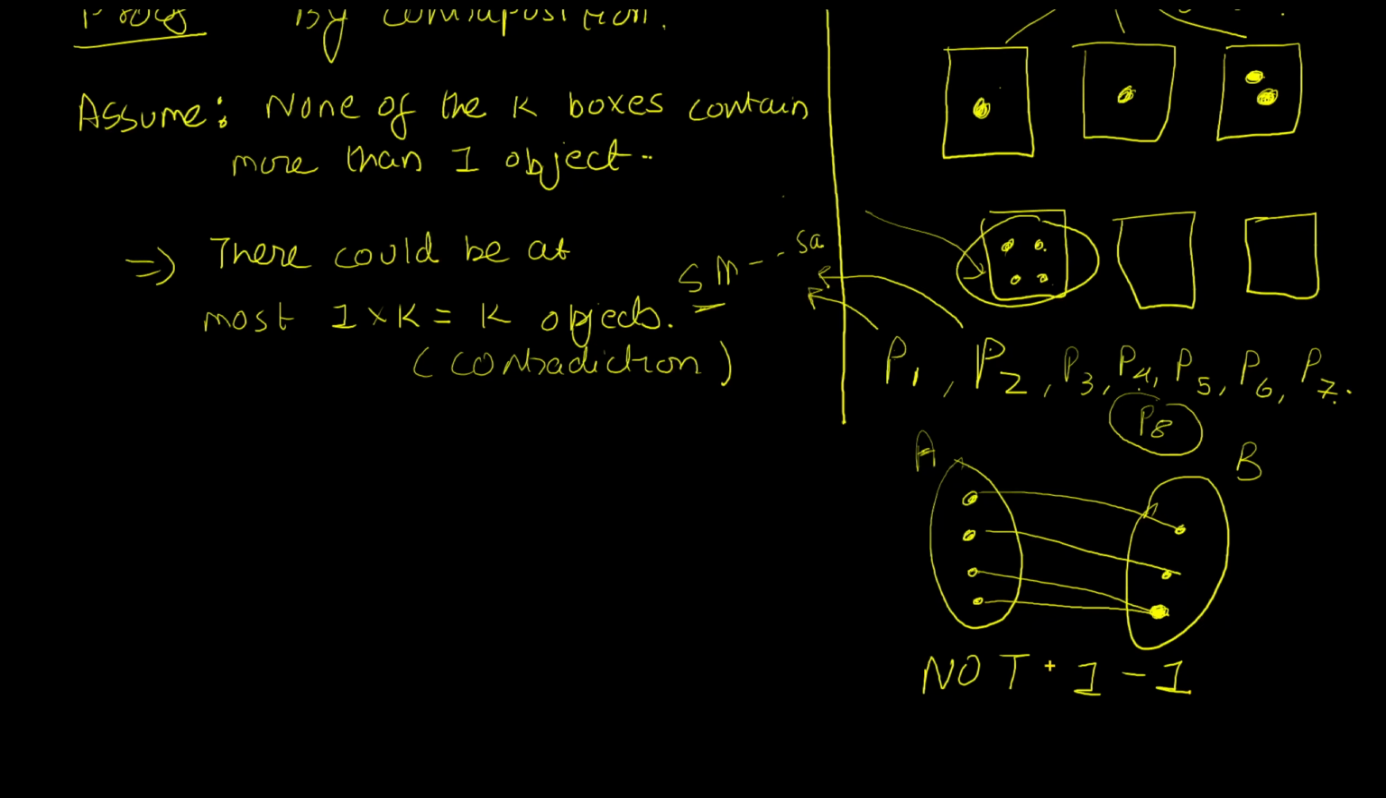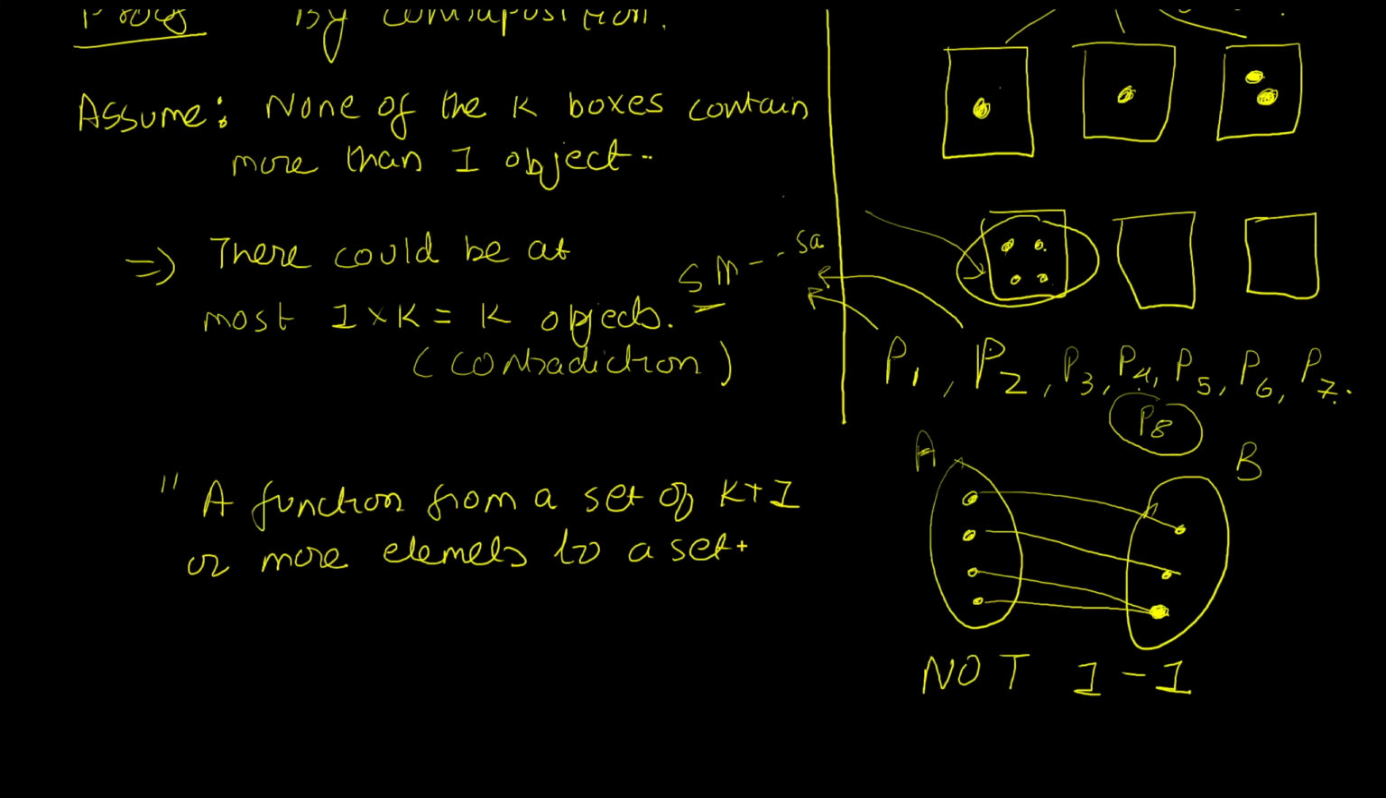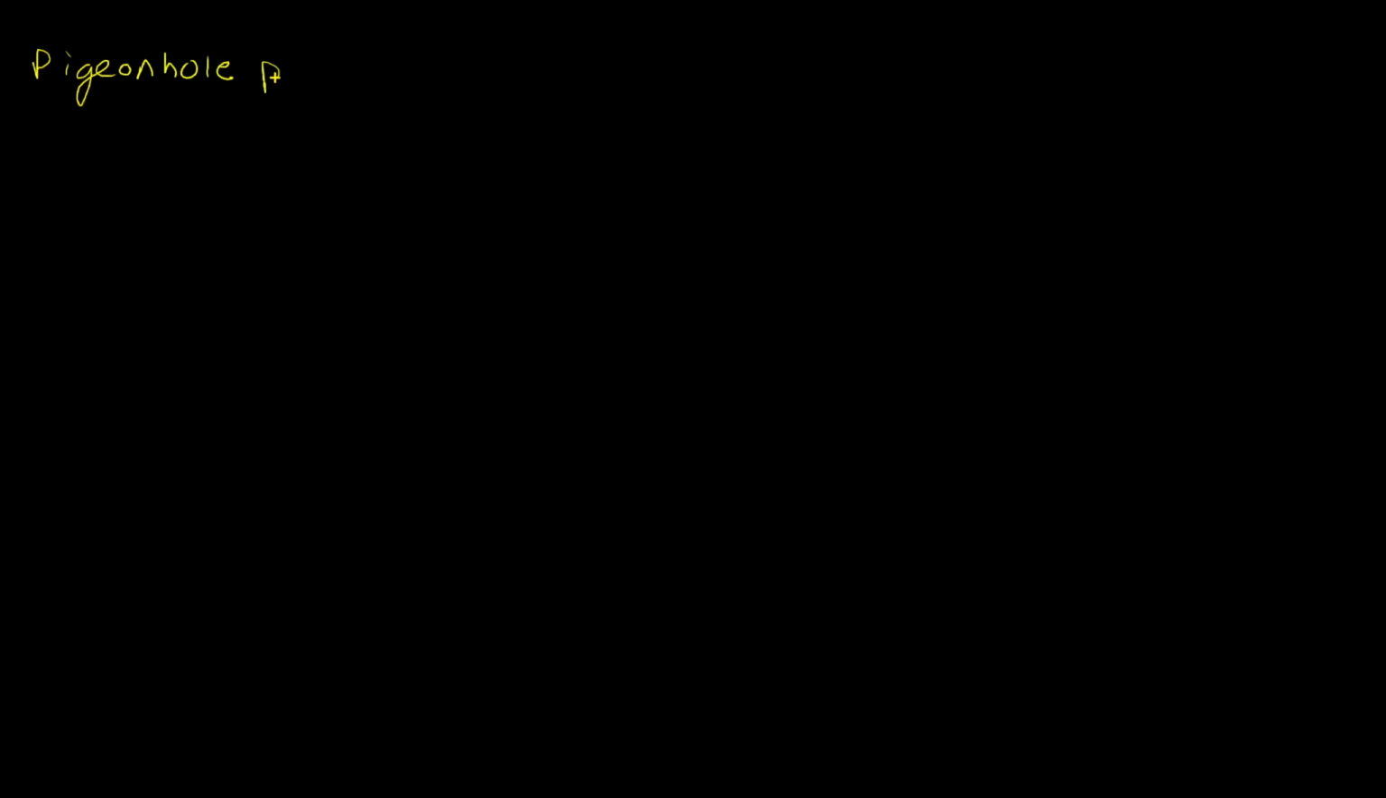So in terms of functions, we can give a statement like this. A function from a set of k plus 1 or more elements to a set of k elements cannot be one-to-one. So if I have more items in my domain than in my range, then the function cannot be one-to-one. That's all this principle is saying, and you should be able to see this is equivalent to the pigeonhole principle. Alright, now we'll move on to a few problems under the pigeonhole principle.